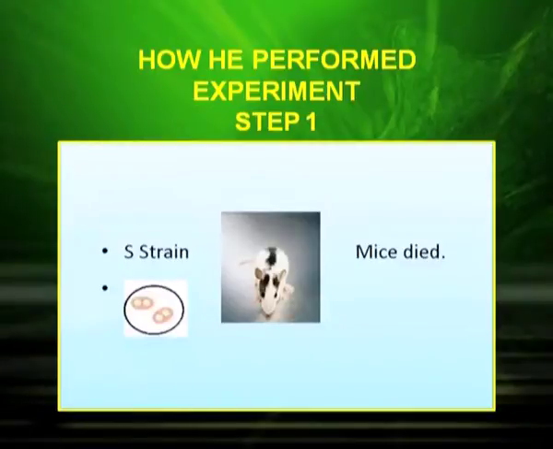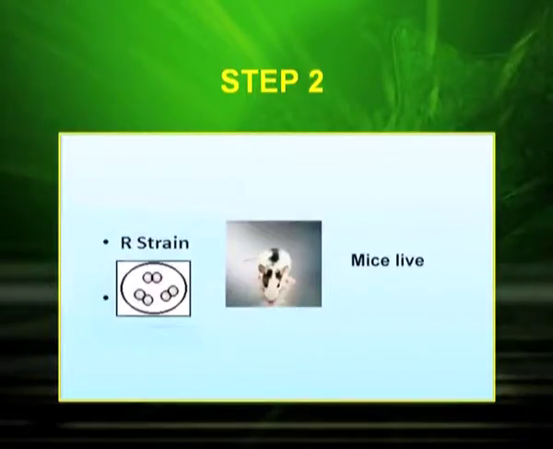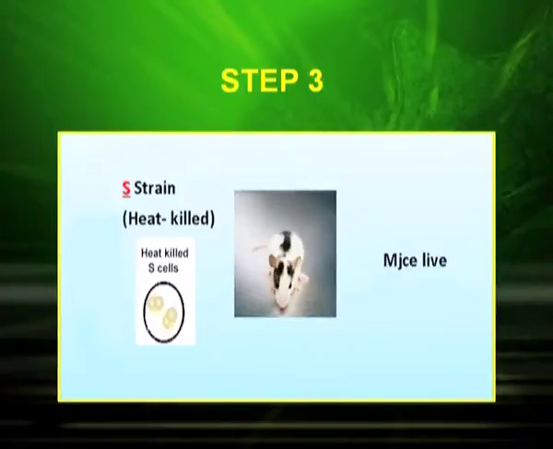In step 1, he injected the S strain into the mice. Now, since the S strain was virulent, the obvious result was the mice died. In step 2, he injected the R strain, the living R cells, but since it was non-virulent, the mice lived. In step 3, he injected heat-killed S strain, and what did he find? He found the mice lived.